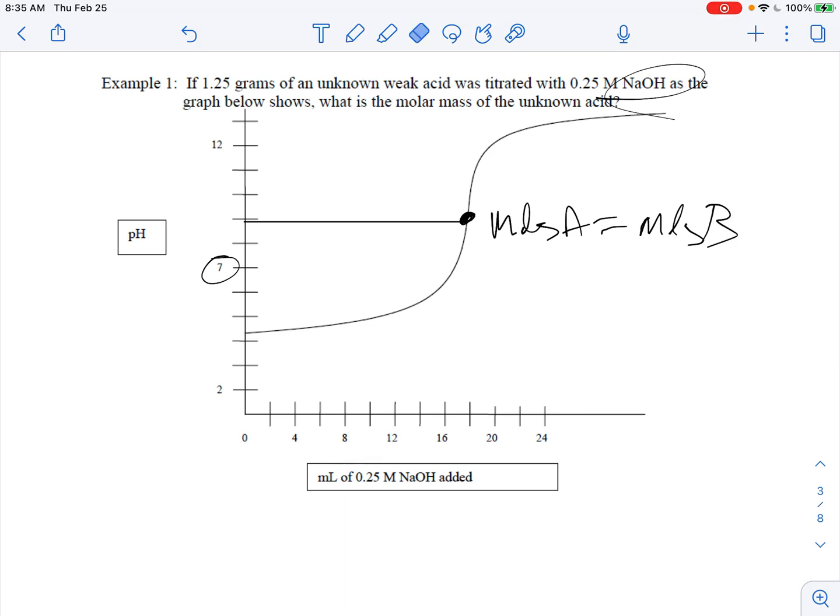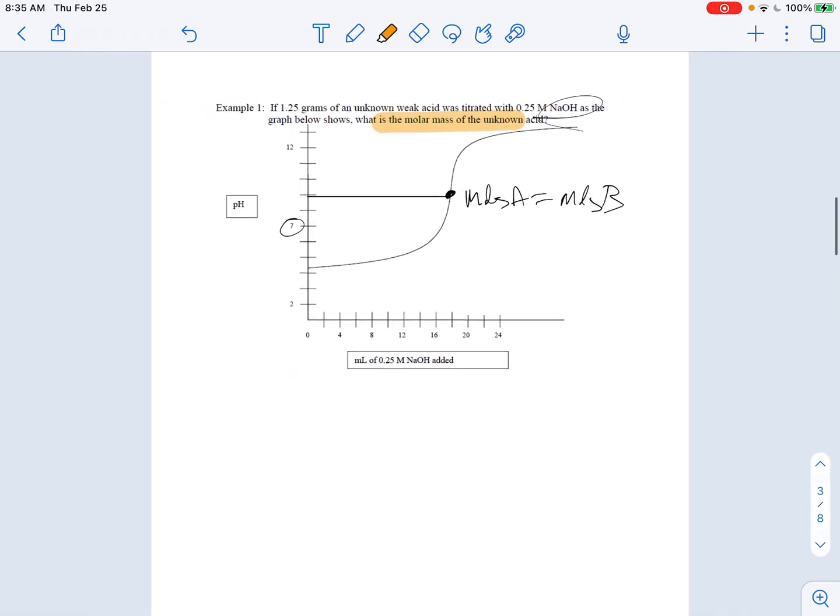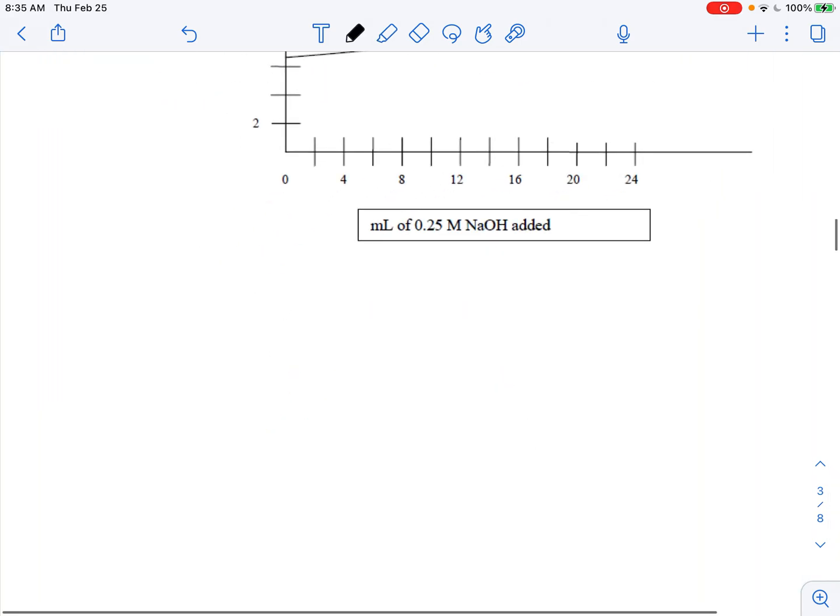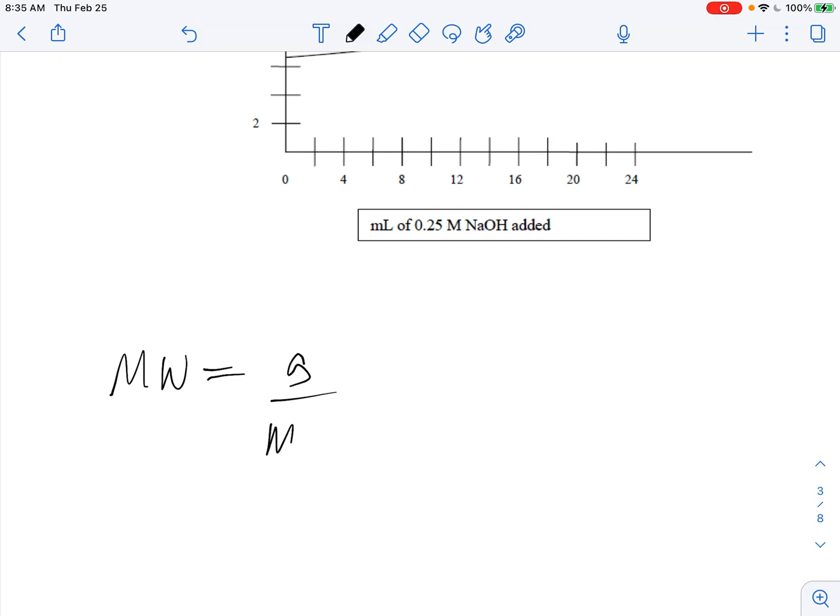Now, what is it that they want? They want the molar mass of the unknown acid. Or, in other words, they want the molecular weight. The molar mass, the molecular weight. Well, remember that this is the number on the periodic table. So that is the number of grams per mole. So that's all they want. They want to know the grams per mole.